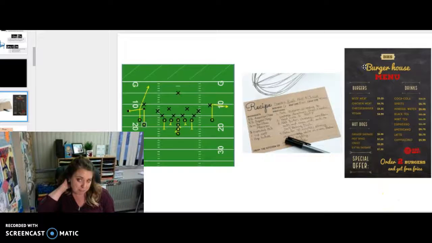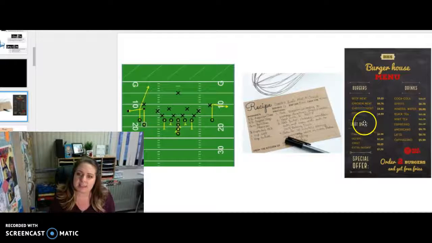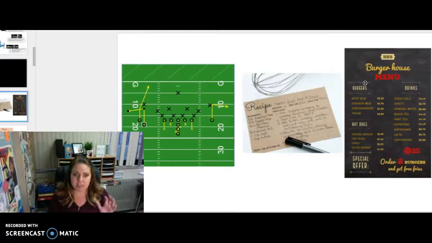And then on the menu over on the right-hand side, you typically are going to see the name of the restaurant at the top. And then you're going to see food that's listed by categories like burgers, hot dogs, drinks. It could be salads, appetizers, desserts. There could be different categories of foods. And then there's the list underneath with the price next to it. Okay, so that's what you normally would see.